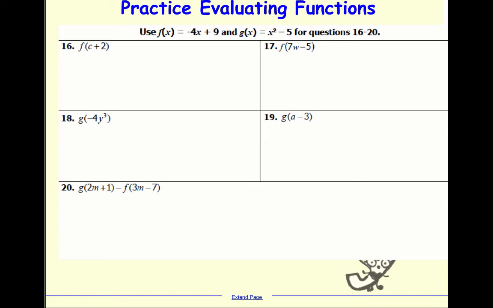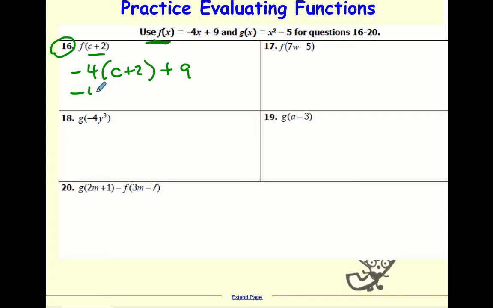Now in a future lesson, we're going to talk about something called a composition of functions. So this is one of the basics of a composition of functions. Let's look at number 16 to start. It says I want to do f of c plus 2. In this one, because we're substituting an expression for our variable, we're not going to get an output that's a constant. Where that x was in f of x, I'm going to replace the x with that expression c plus 2. And now I'm going to follow order of operations to simplify.